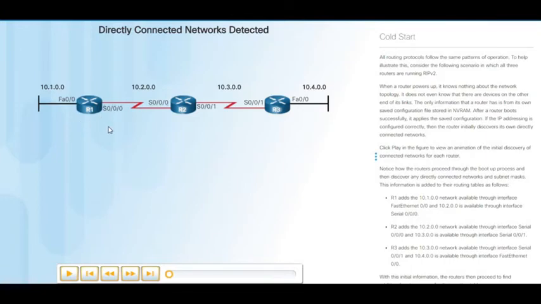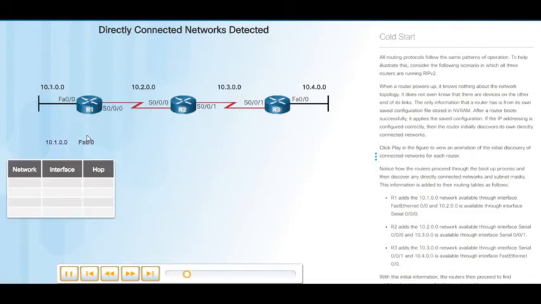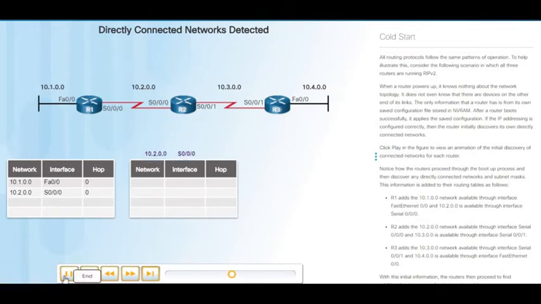Once you declared IP addresses and turned all the interfaces up, that is the time when the router initially discovers its own directly connected networks. Once the router has discovered those directly connected networks, it adds them to its routing table along with the interface. So you should notice, on R1, these are directly connected networks. Why 0 hop?